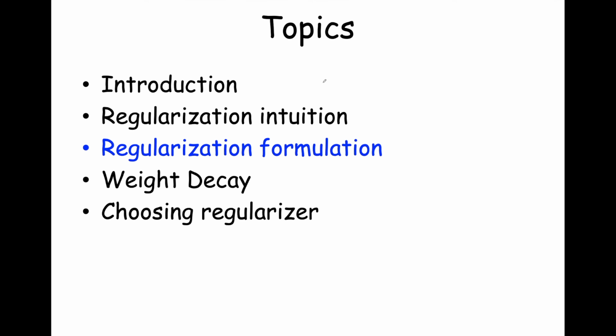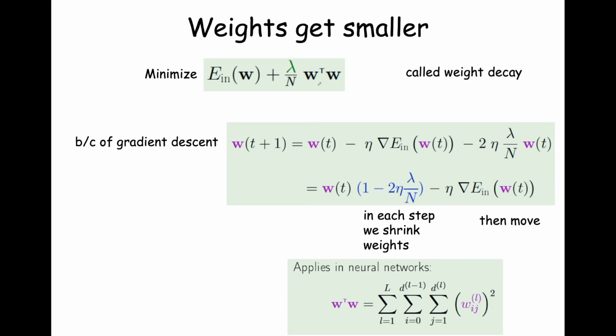All right, so let's take a look at this idea further of weight decay. And this is the most popular form of regularization, and we're going to explore why it's called weight decay. So when we do the gradient descent, we say our weight vector at time t plus 1 is the old weight vector minus step size eta times the gradient.